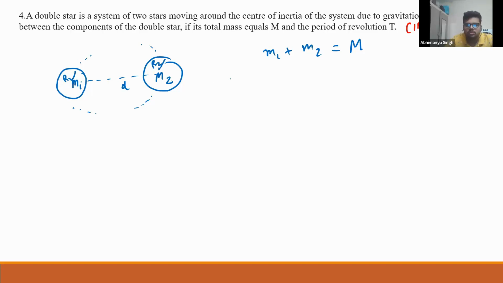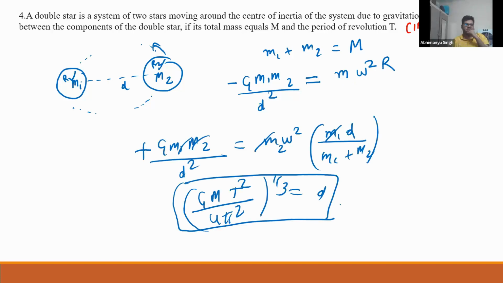Using the gravitation law, G M1 M2 over D square is the force by which it is rotating. This is a gravitational force. Due to this, the mass gets a centripetal force to rotate in a circle, so this equals m omega square r. Let us say r is the radius, the path of the orbit. This is the way I have solved it. I know you didn't understand anything.